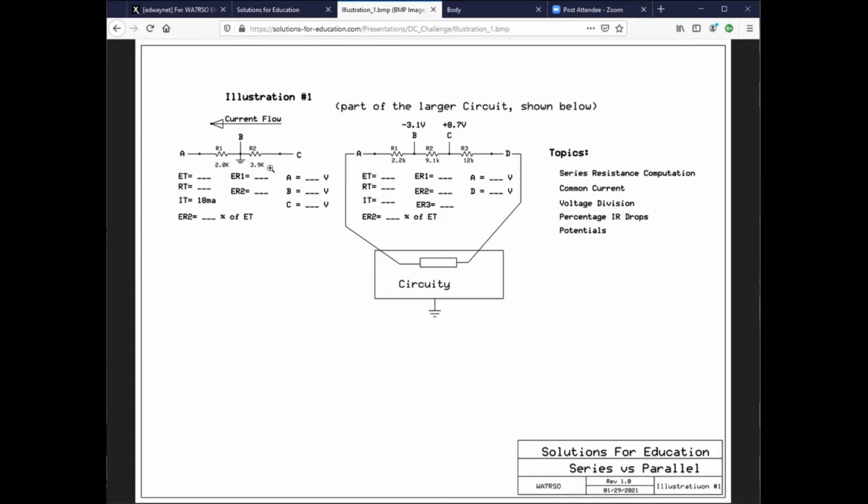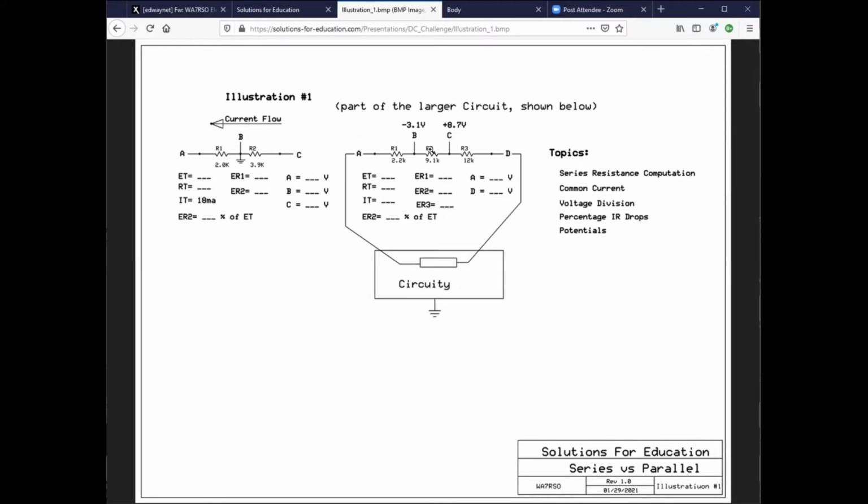By the way, as current is flowing this direction, that means that C is going to be more negative with respect to ground, whereas point A, I turned off my radio here, hold on. Point A is going to be positive with respect to ground. So potentials are with respect to ground.